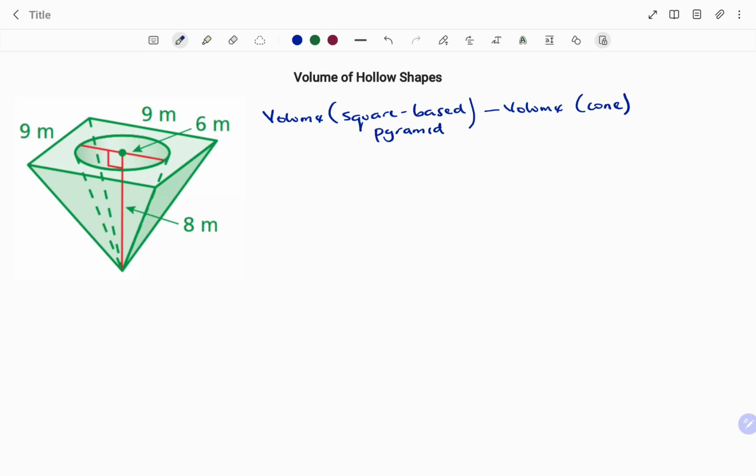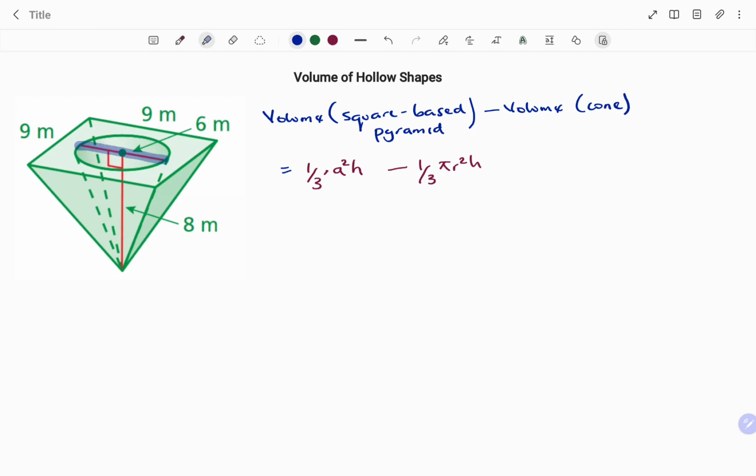The formula for finding the volume of the square-based pyramid is 1/3 times the side square, I call that A, times the perpendicular height, minus the volume of the cone, that's 1/3 pi r squared height. If you look at the diagram given, the radius, I'm going to highlight that.